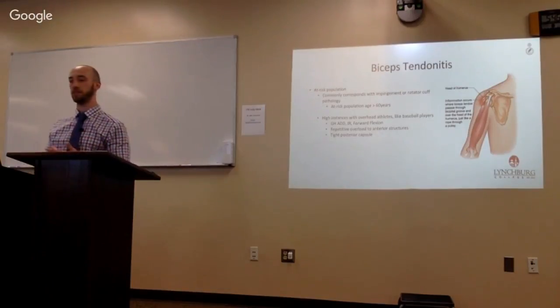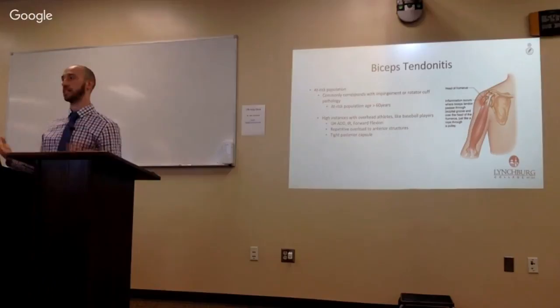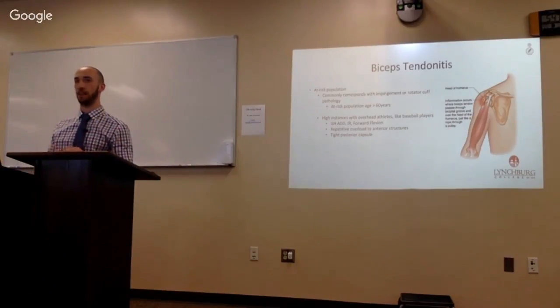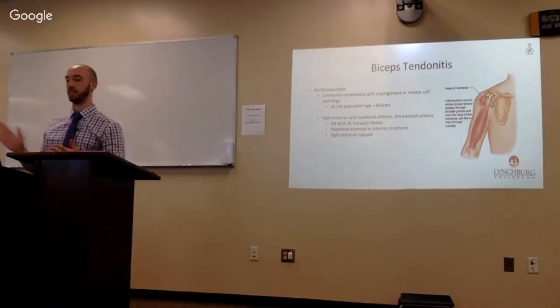Folks that you would expect to see this with would be someone with a corresponding impingement or rotator cuff pathology. They're more likely to be over 60 years old. And then also folks who have repetitive motions, like overhead athletes, just due to the mechanism of glenohumeral adduction, internal rotation, and forward flexion, which our patient is not.